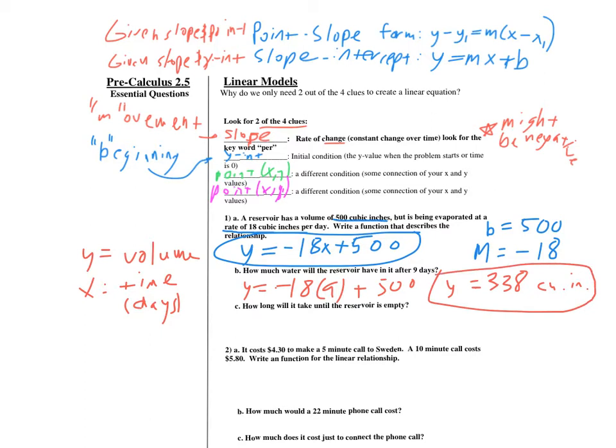All right, so then how long will it take until the reservoir is empty? Okay, so then that's kind of referring to our y value here. So the y is the volume, so an empty reservoir would be a volume of 0. So I'm going to keep my x there. I'm just going to subtract the 500 over, so negative 500 equals negative 18x, and then we'll divide by negative 18.